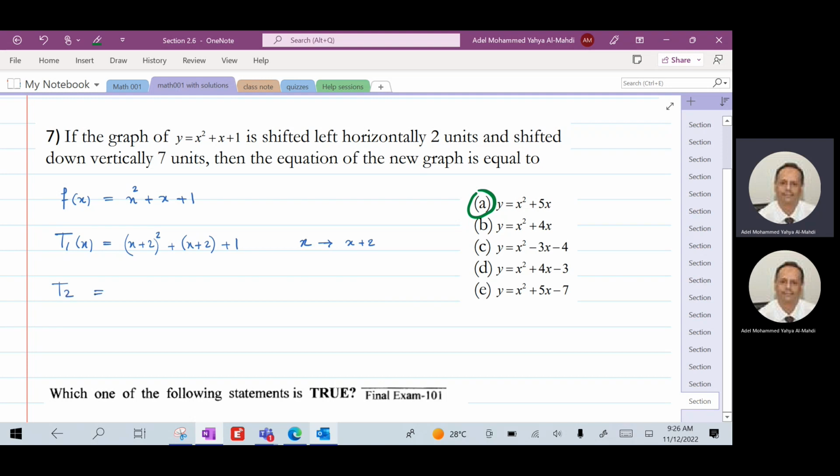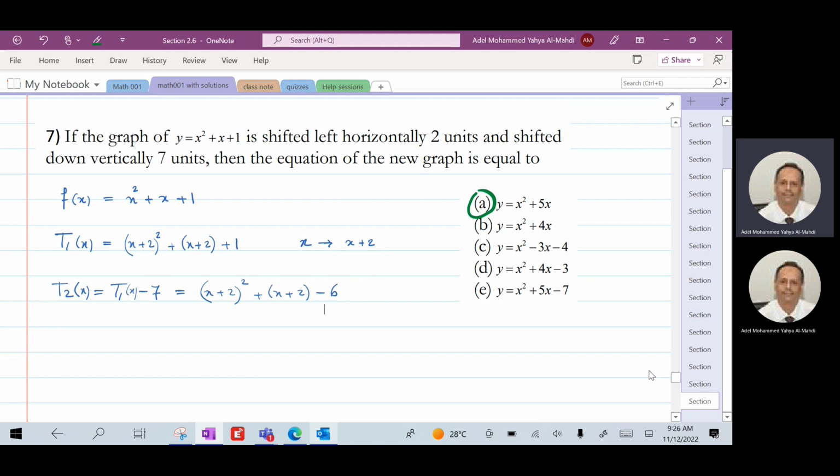Now T2 is what? 7 units down, 7 down. So the graph will be the graph of T1 shifted 7 units down. So it will be x plus 2 to the power 2, plus x plus 2, minus 6. That is it. So here it is true, but we need to simplify this one.